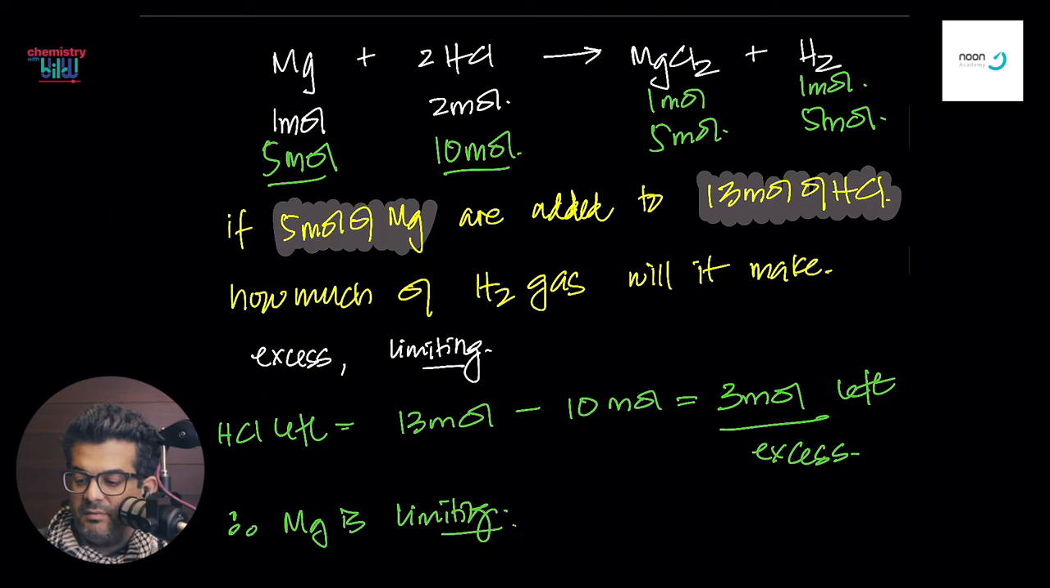Instead of 13, why did you use 10? Because I needed 10 only. I have 13. But if 1 needs 2, 5 will need what? Use the term ratio. Excess and limiting cannot be applied to products. It can only be applied to reactants.